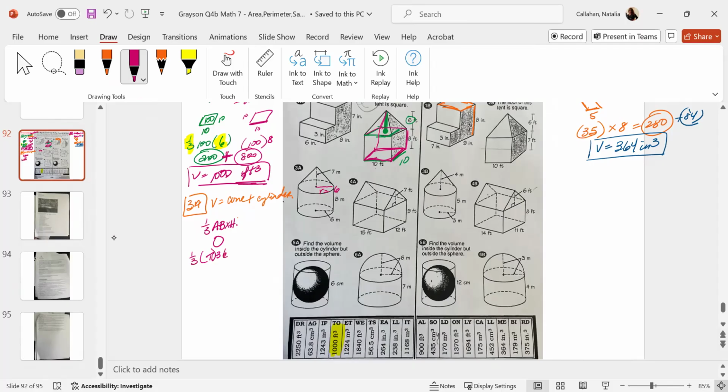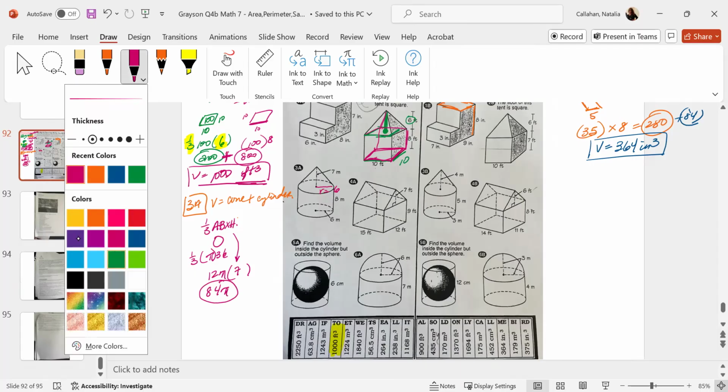1/3 of 36 is what? 36 divided by 3, 12. What's your height? 7. So what's 7 times 12 pi? 84 pi. Good. Now we're going to look at the cylinder.